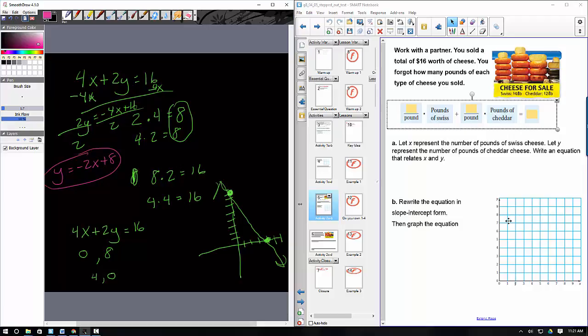And so if I go up here, I could graph this out. So I start off at 8, and I go down 1, 2, and over 1. 1, 2, over 1. And that will give me the exact same graph as what I had here when I solved for the axes.